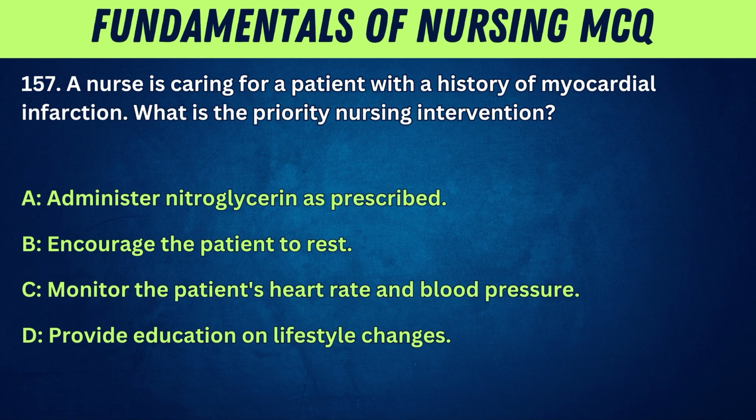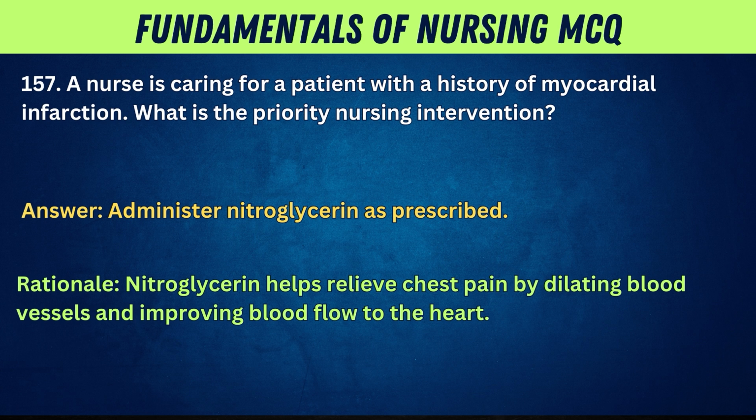157. A nurse is caring for a patient with a history of myocardial infarction. What is the priority nursing intervention? A. Administer nitroglycerin as prescribed. B. Encourage the patient to rest. C. Monitor the patient's heart rate and blood pressure. D. Provide education on lifestyle changes. Answer: Administer nitroglycerin as prescribed. Rationale: Nitroglycerin helps relieve chest pain by dilating blood vessels and improving blood flow to the heart.